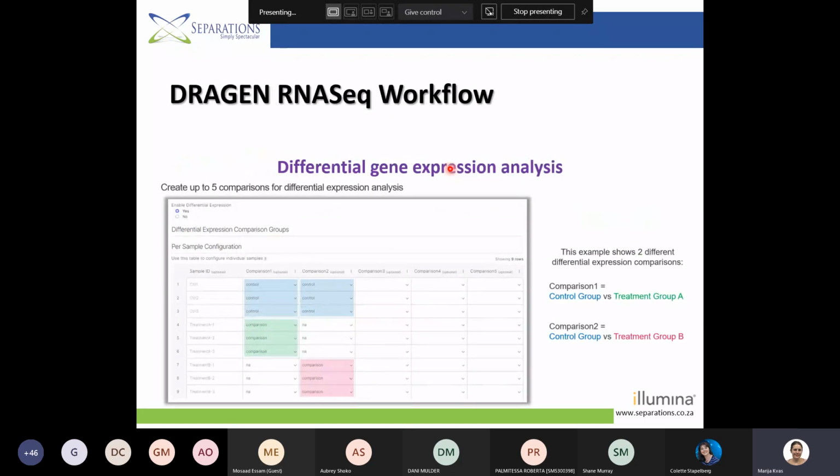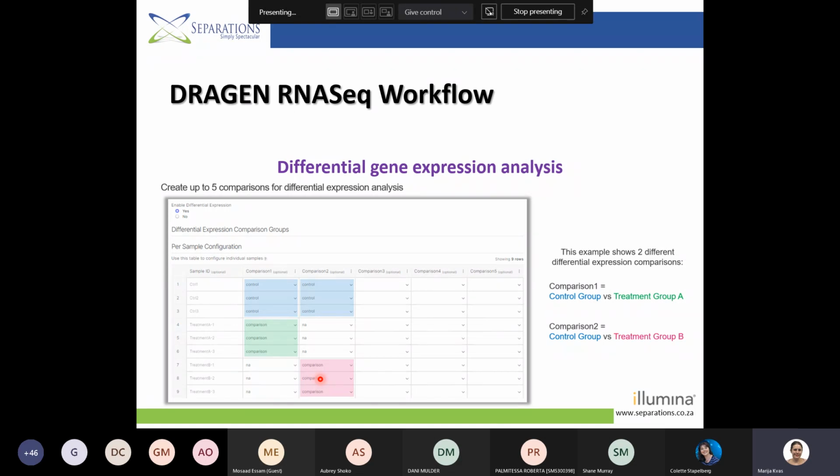And it's really easy to actually launch this application on BaseSpace, right? You will obviously have to predetermine what your control is, and then you will have to define which samples belong in which different conditions, different treatments. For those of you that are using BaseSpace, you will notice that it's really user friendly.